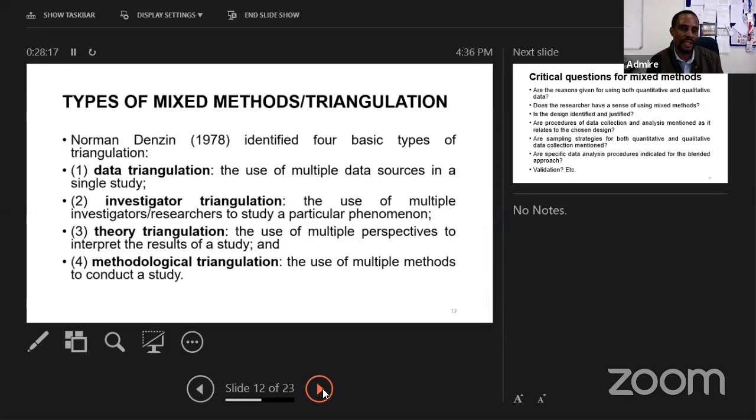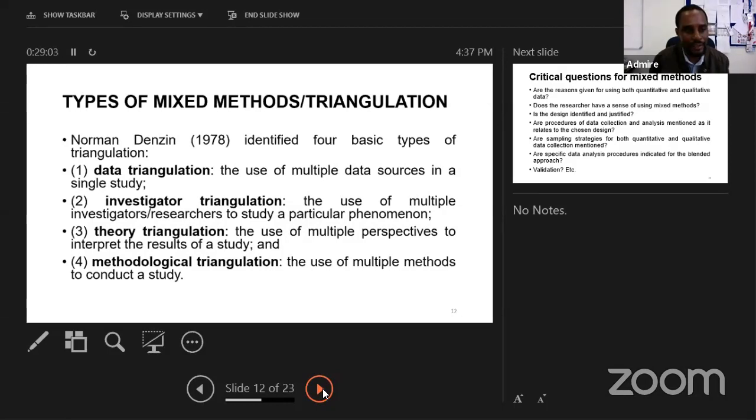At one level, you can do what we call data triangulation, whereby you are using multiple data sources in a single study. For example, you are going to use a questionnaire, a focus group discussion, a face-to-face interview, document analysis, or content analysis, depending on the nature of the problem. If you are going to use that type of thing, you have to be able to demonstrate in your proposal or even in the thesis that you are triangulating these sources at the level of data triangulation. That's essentially what you are going to do. And you must be able to justify why you are doing that.